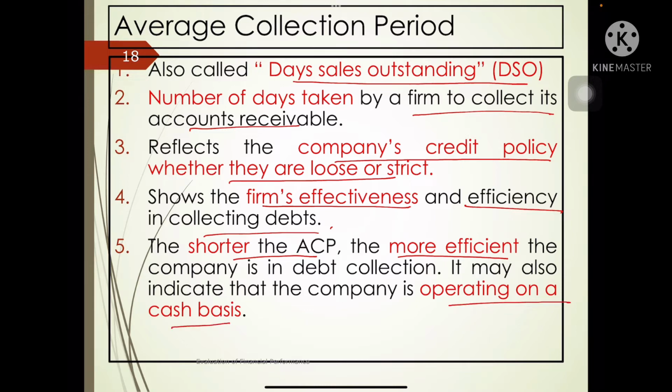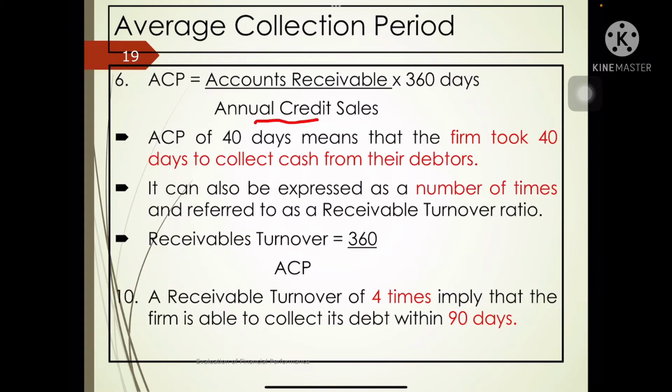Average collection period equals accounts receivable divided by annual credit sales, and then we multiply by 360 days. If the answer is equal to 40 days, it means that the firm took 40 days to collect cash from their debtors. So it means 40 days from the day they make sales to the time they collect back their money. It also can be expressed as a number of times and referred to as the receivable turnover ratio. So how do we get the receivable turnover ratio?